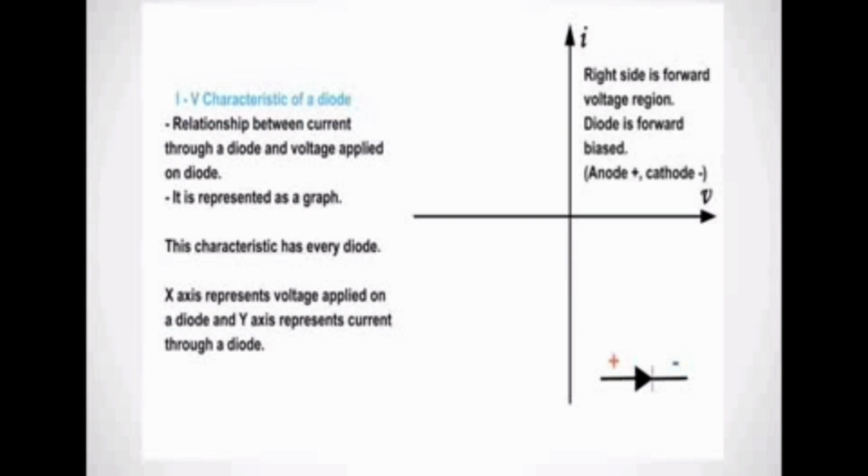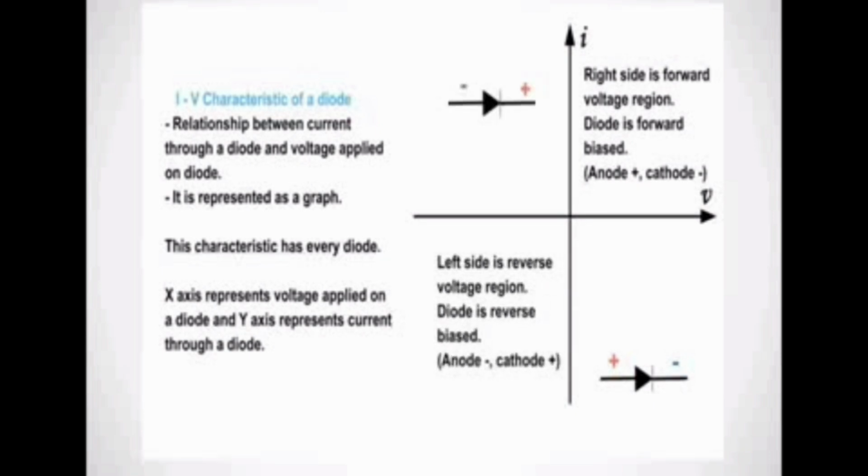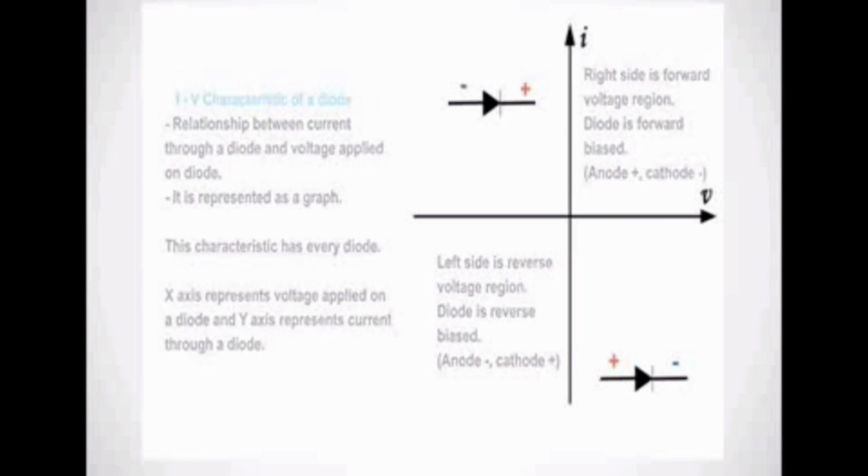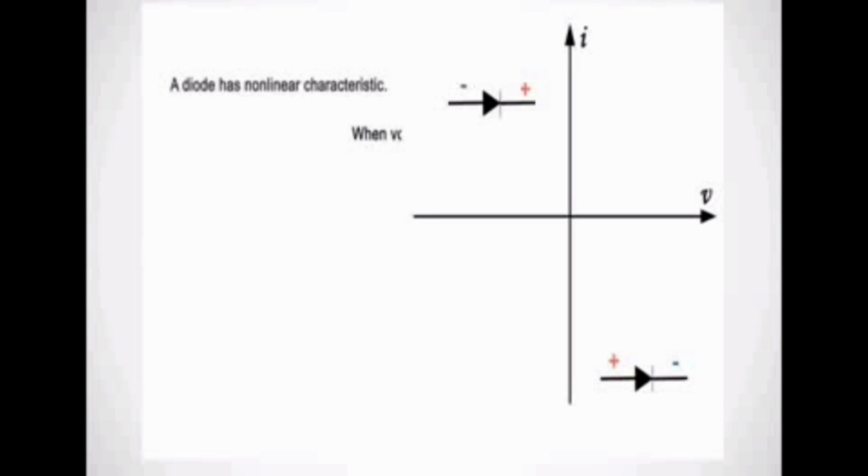So potential and current. The right side is the forward voltage region, where the diode is forward biased. The left side is the reverse voltage region, where the diode is reverse biased. See the indicating diagram: positive is connected to positive, negative to negative. Interchanging that, the values become negative.